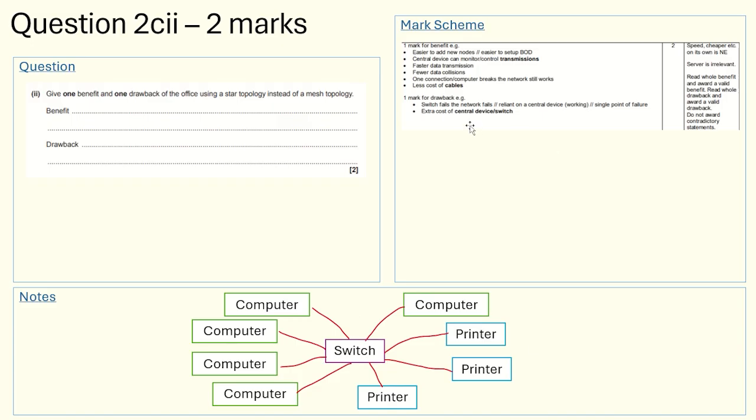Okay, again, not just it could cost more. We need to say why it's going to cost more. And they're your 2 marks.